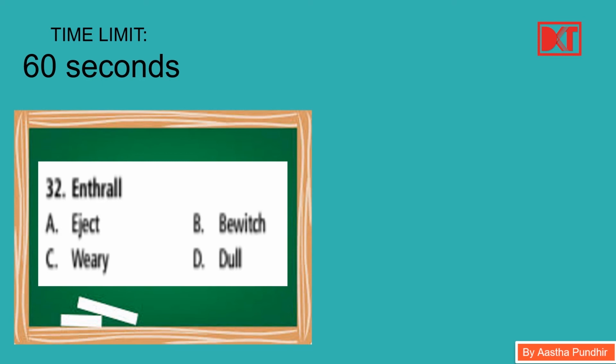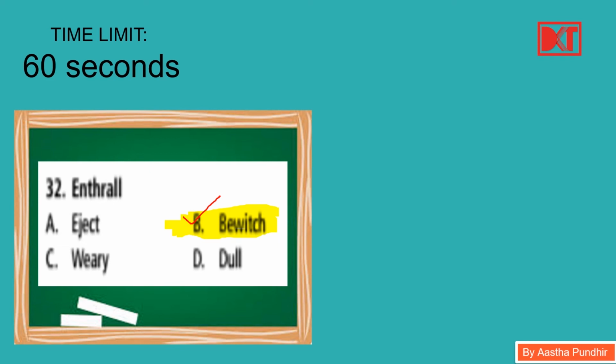Alright, so the next question says, the word here is enthrall. The options are A. Eject, B. Bewitch, C. Weary, D. Dull. Now here, the synonym of enthrall is B, bewitch. When we say that someone is enthralling or bewitching, we mean that it has mesmerized us, which means it has fascinated us and captured our attention so well. Alright, that is enthrall, or we can say bewitching.